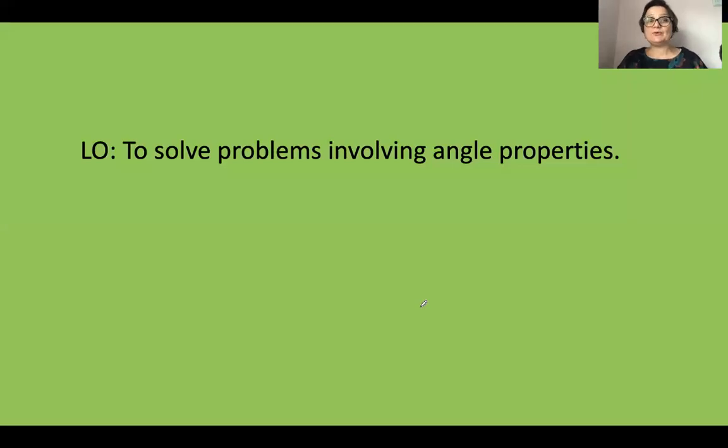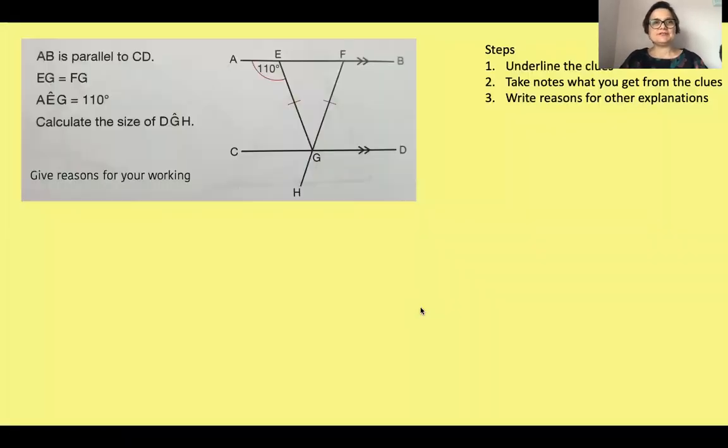Hello, today we are going to learn how to solve problems involving angle properties. Here is a question. Line AB is parallel to CD, and you can tell from those arrows, a couple of arrows here and the other two arrows here.